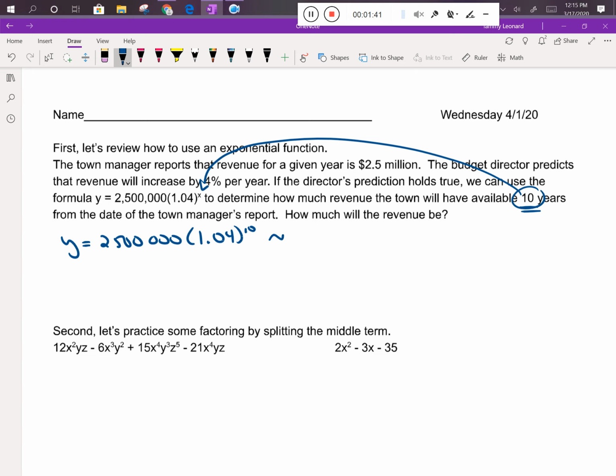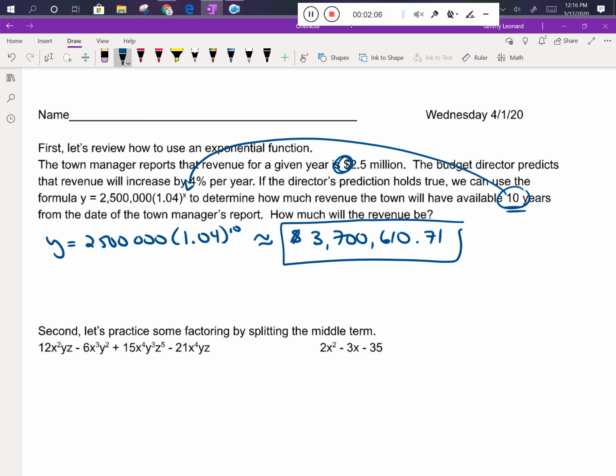And we're going to round reasonably because we're talking about money. So we know that we go to the nearest cent when we talk about money. So the revenue that's expected should be approximately $3,700,610.71. Go ahead and try that in your calculator if you weren't doing it along with me, just to make sure you still remember how to push all the buttons in the right order and that things are still working out well for you. All right.